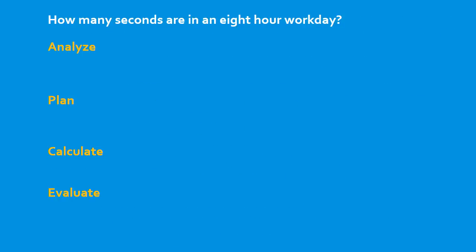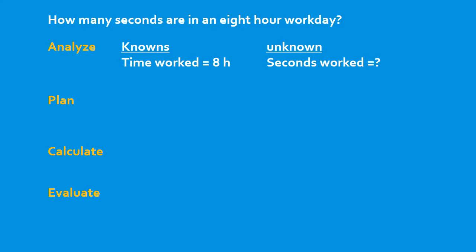In this question, we want to know how many seconds are in an 8-hour workday. So let's look at what we're given. We know the time worked, which is 8 hours. We want to find the time worked in seconds. So our plan would be to go from hours to minutes to seconds.